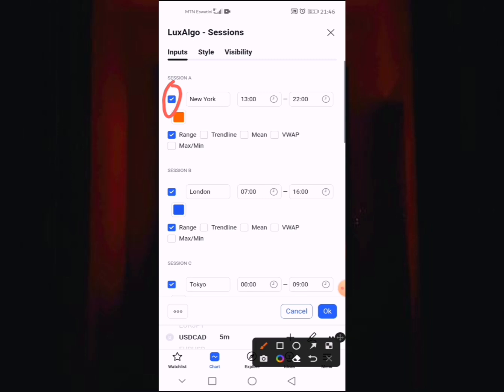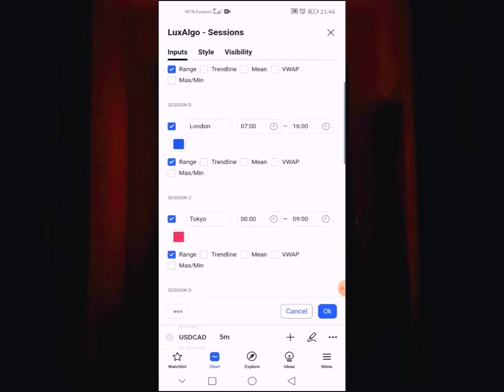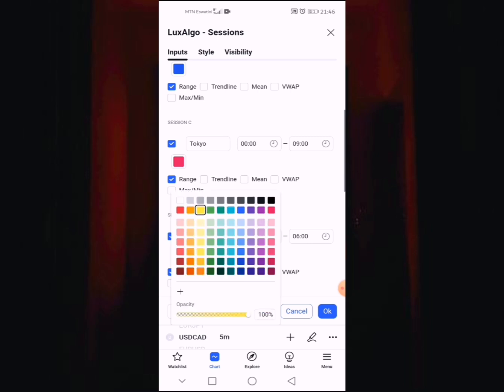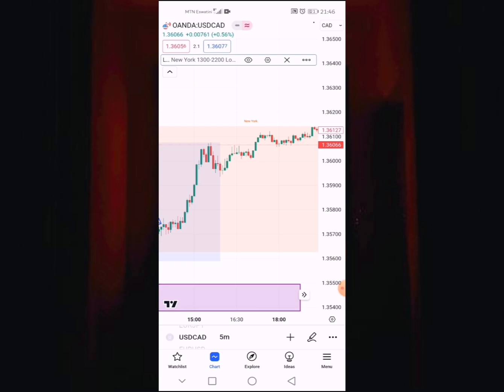But for me, I'm trading other currency pairs that require other sessions. So I also have the London. I usually use it when I'm trading USD. I have Tokyo. I use it when I'm usually trading JPY, okay, Euro JPY. So it is like that. Sydney, I didn't select it. I can just add it there. Let me change the color to black and press OK.